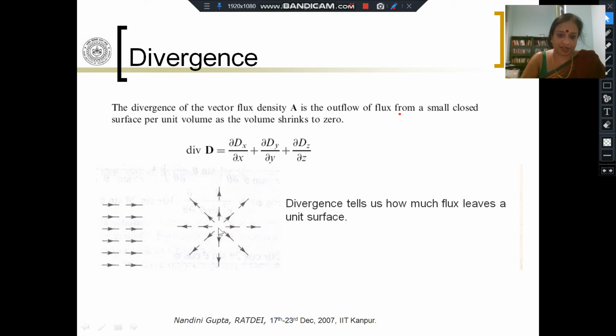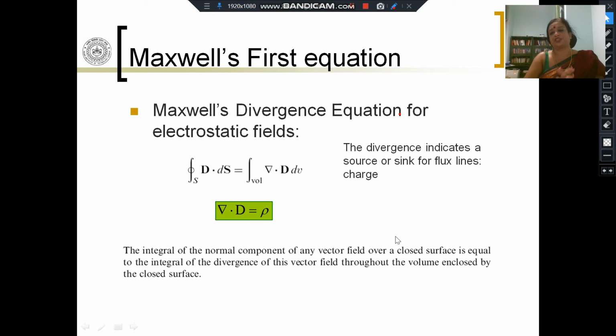Let us consider this figure where you have these flux lines emanating from a point. Let us consider a point here, point P, and let us imagine a unit volume surrounding this point P. In the limit that this volume shrinks to 0, the divergence at point P will tell me what is the outflow of flux from a closed surface enclosing this unit volume. So essentially, divergence tells me how much flux is leaving a particular unit surface. This brings me to Maxwell's first equation. Maxwell's first equation derives from Gauss's law.